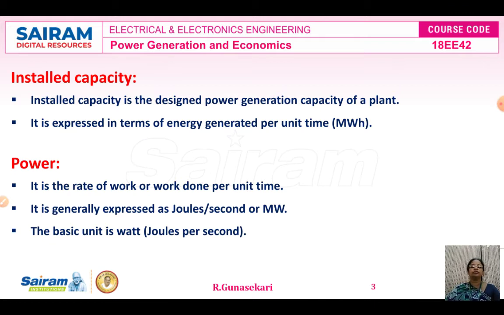The next term used in the power plant is power. Power is the rate of work, or the work done per unit time. Power is expressed as megawatt or joules per second. For ordinary domestic service we use watts, and in the lab we use watts for calculating power. But a generating plant generates a huge amount of energy, so that's why the unit is megawatt. The basic unit of power is watts, or joules per second.